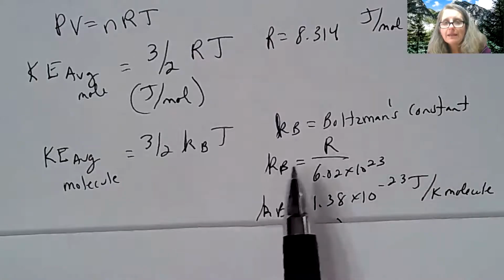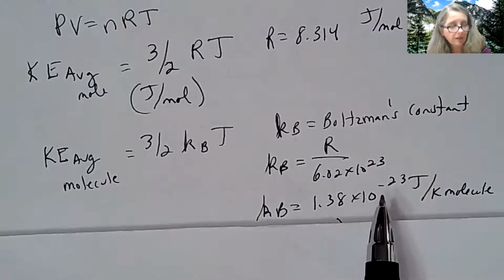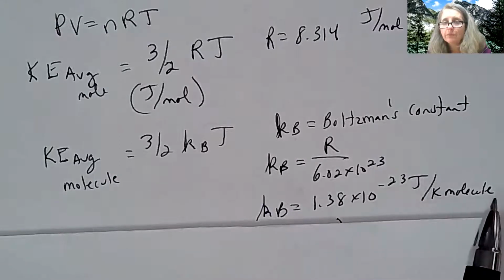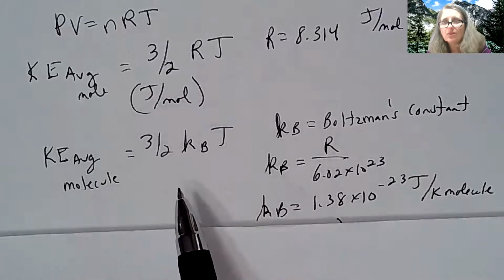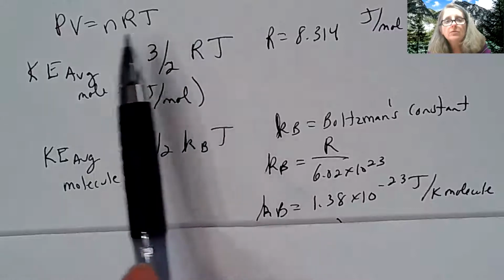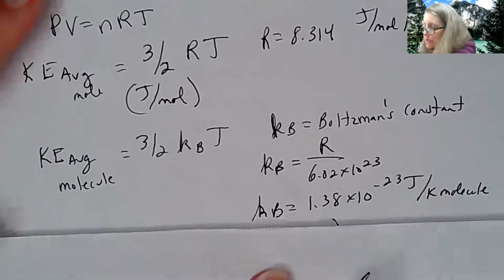But kB is going to be R divided by Avogadro's number. So it comes out to be about 1.38 times 10 to the negative 23rd joules per Kelvin molecule. And again, this is per molecule, so we usually don't go this far down. We usually stay in the moles, but we can use this in certain calculations.